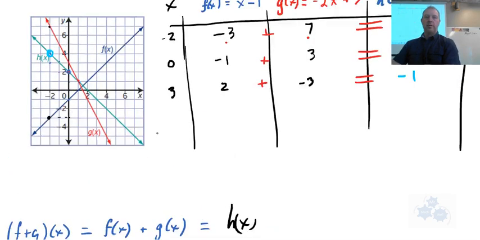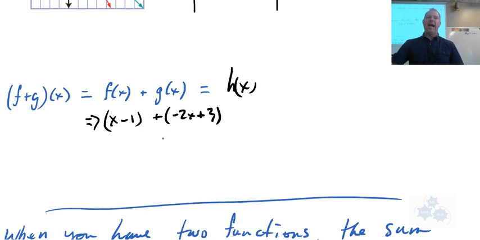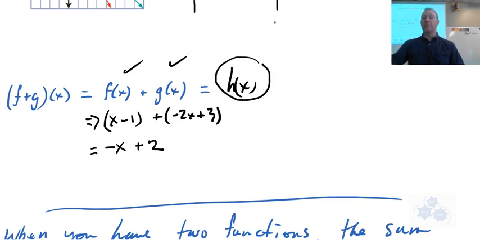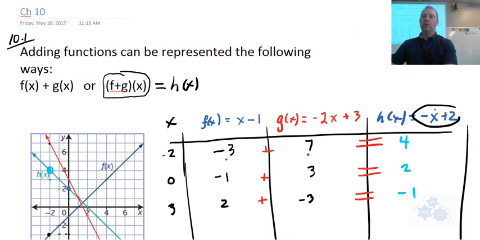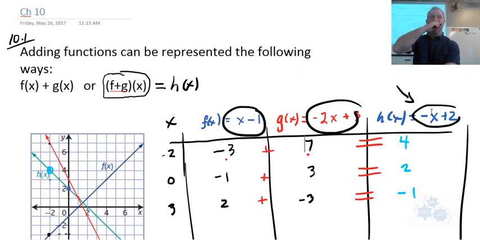x minus 1. Good. So if we add these functions up, we can gather like terms. It's x minus 2x is -x, and then the -1 plus 3 is plus 2. So f of x plus g of x equals h of x. Algebraically, the expression for f of x plus the expression for g of x, look at this, should equal the expression for, right here, h of x. So this plus this equals that. Okay?